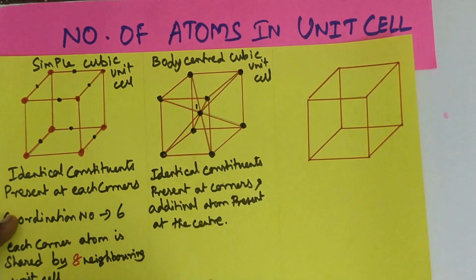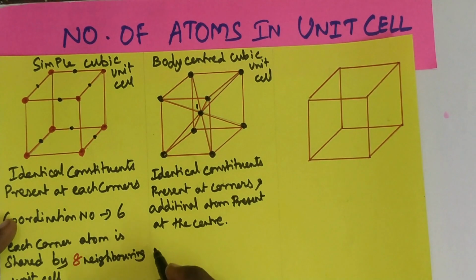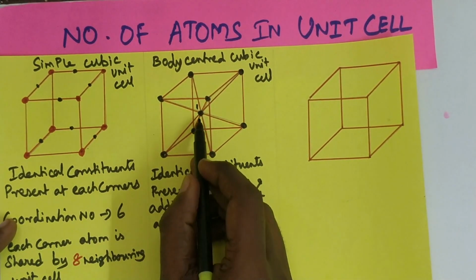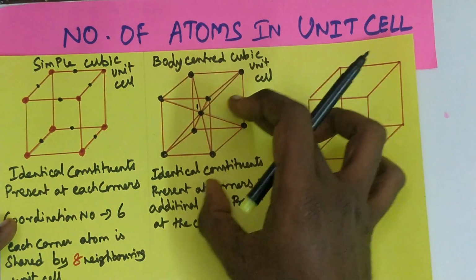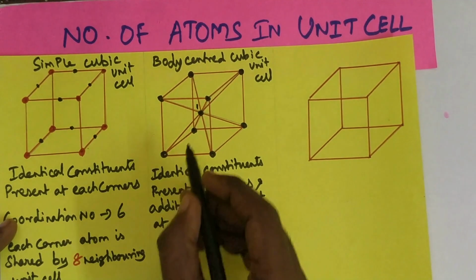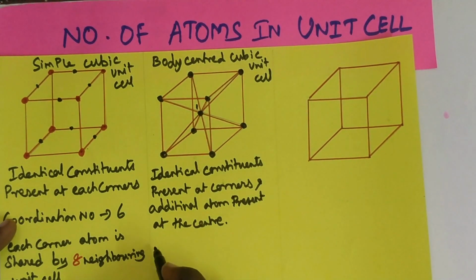So in the case of body centered, the atom is present only in that particular unit cell. The atom present at the body center of a particular unit cell is not shared with another unit cell. So the body center is contained by one unit cell.